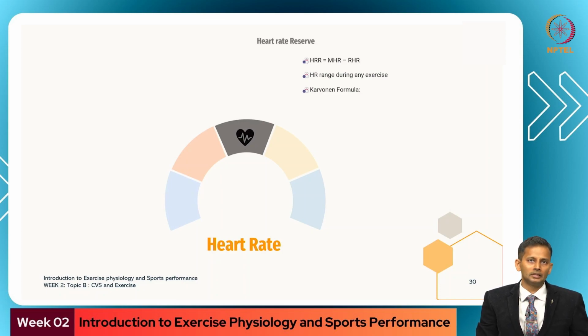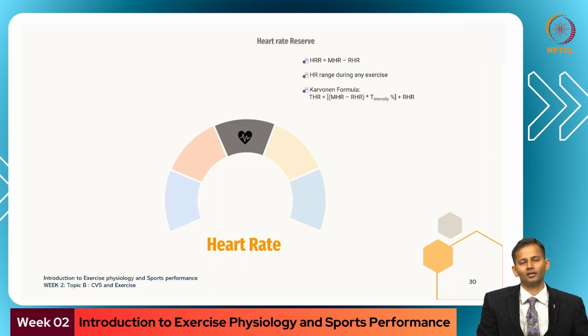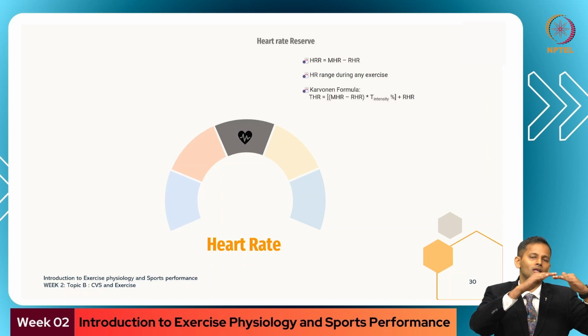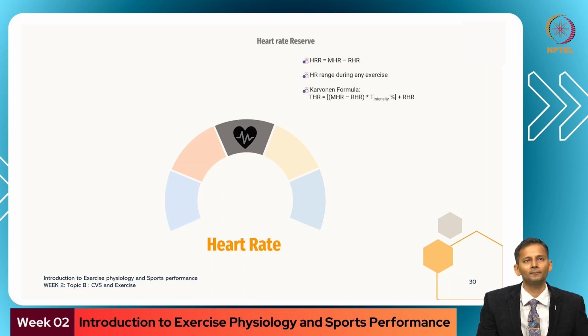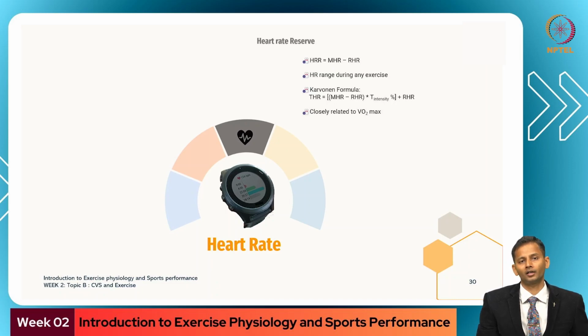And it is further used by Karvonen, a famous scientist, to give a formula to identify the training heart rate. The training heart rate is given by the heart rate reserve, that is MHR minus RHR, times the training percentage or the intensity in terms of percent, plus the resting heart rate. So the training heart rate is the reserve times the percentage of intensity, plus the resting heart rate. And this particular training heart rate is closely associated with the maximal oxygen consumption.